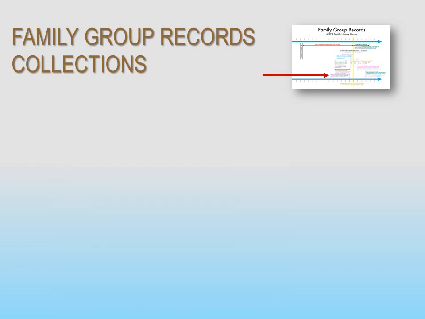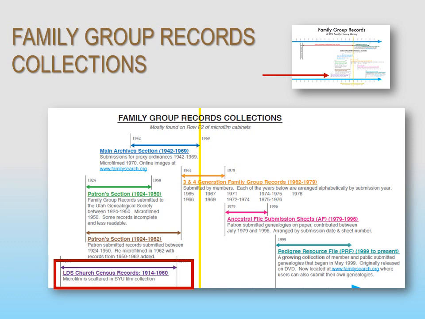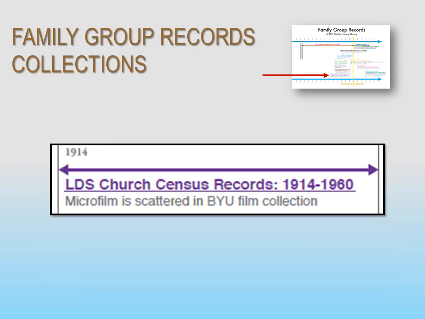The next collection is the LDS Church Census Records, 1914 to 1960. The church took these census records to track members and church growth throughout the world. The first census was taken in 1914. Beginning in 1920, the church took a census every 5 years until 1960, except in 1945.